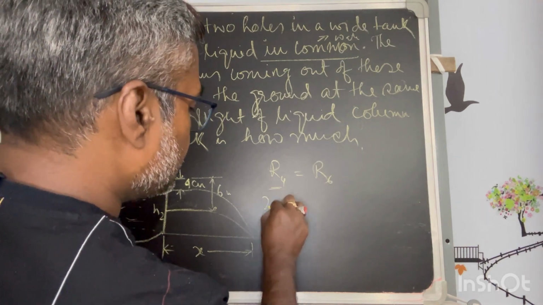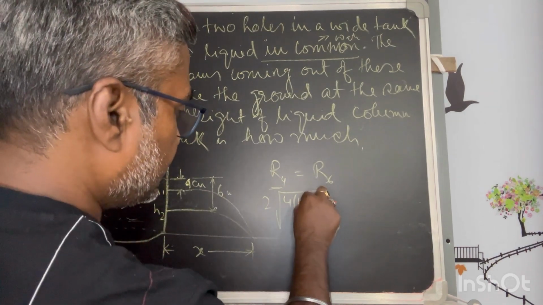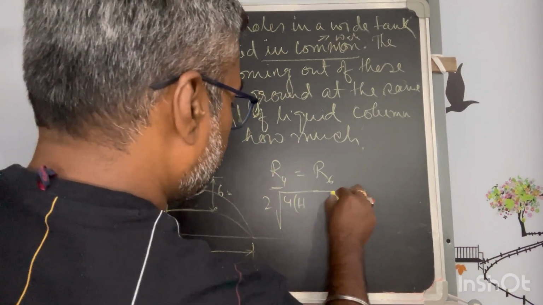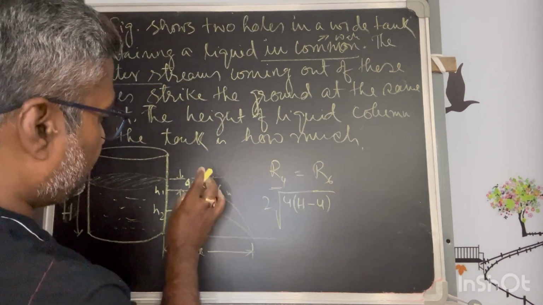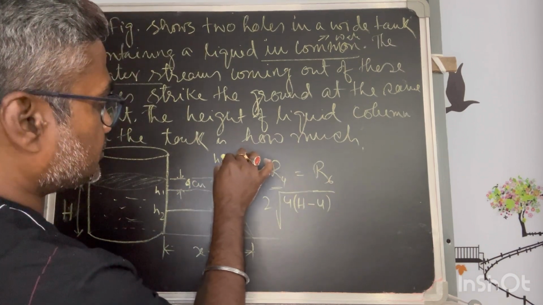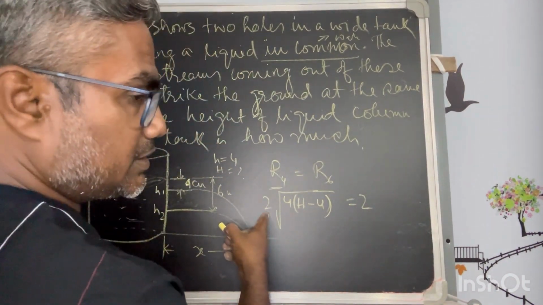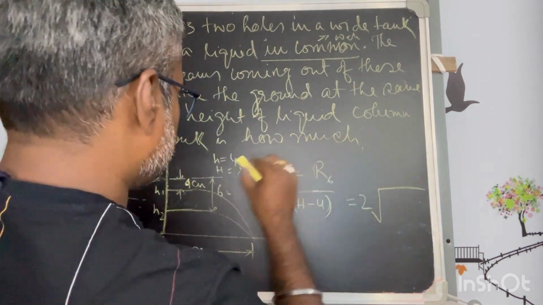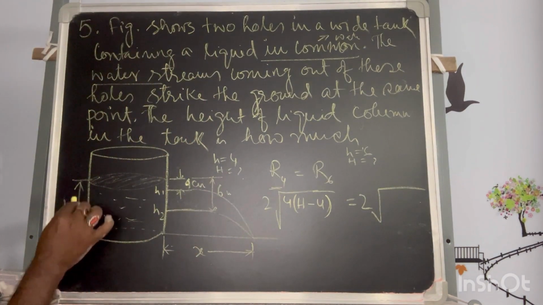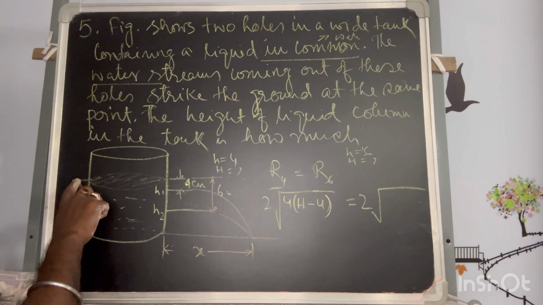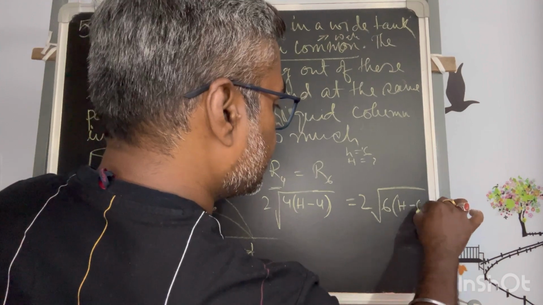So the range formula is 2 into root of small h into (capital H minus small h). For this hole, small h is equal to 4, and capital H we don't know, we have to find. So the range is this much. For the other hole, small h is equal to 6, and capital H will be the same for both cases, because the water flows through this same height from both holes.